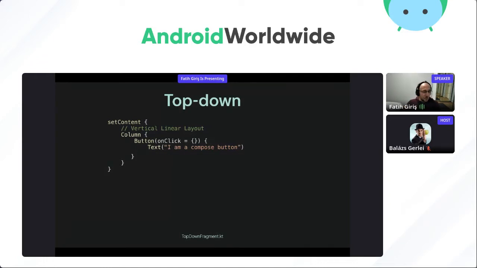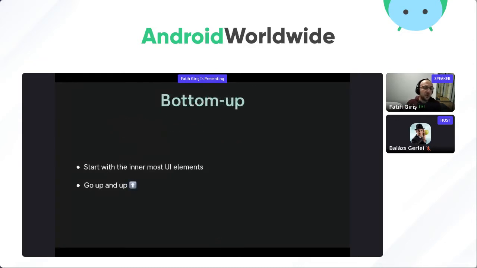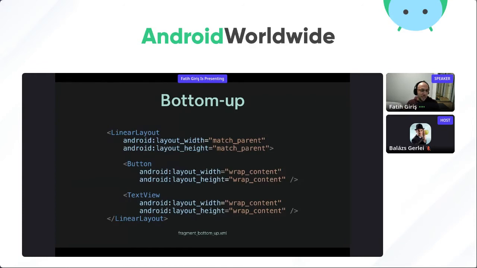Now the second one was the bottom-up approach. Let's talk more about the bottom-up approach. In the bottom-up approach, you start with the innermost UI elements, and you go up and up until you reach the parent view, and then you migrate that parent view to Compose.